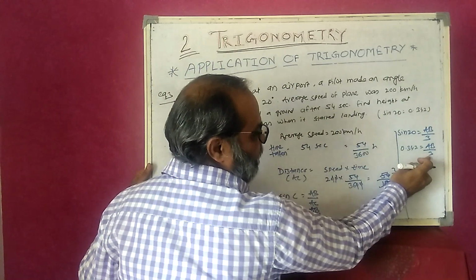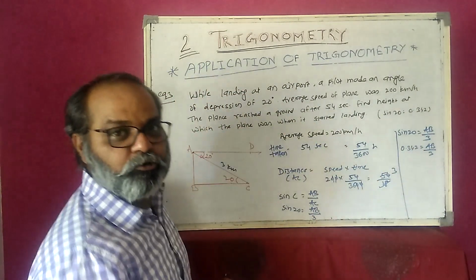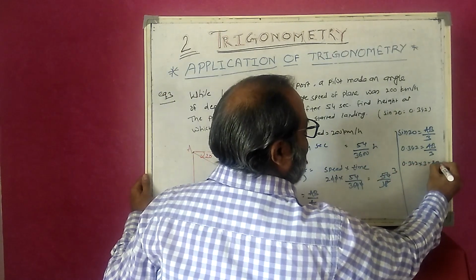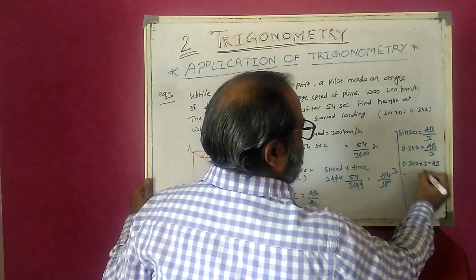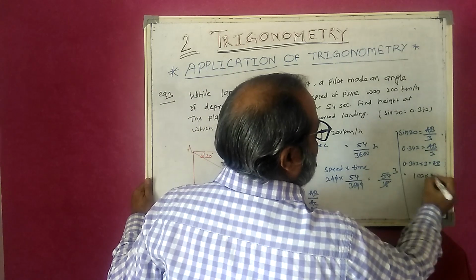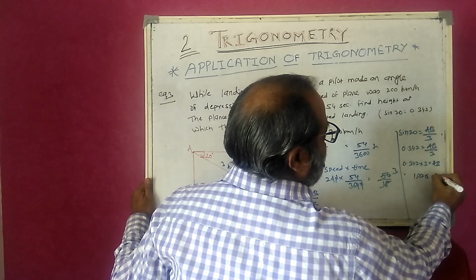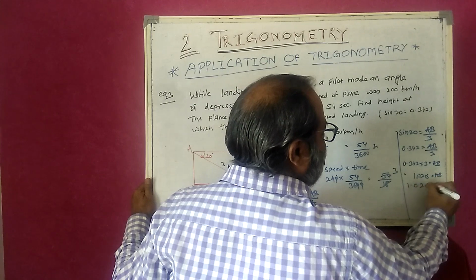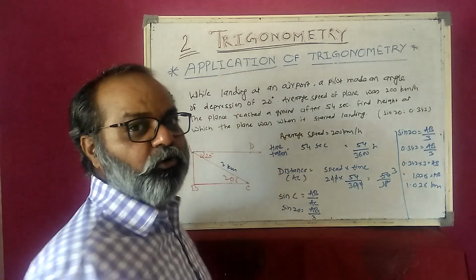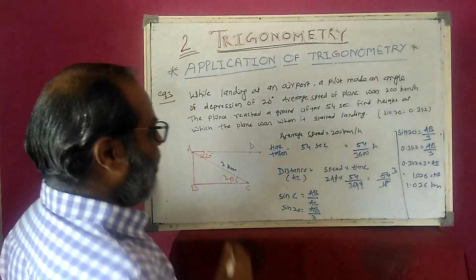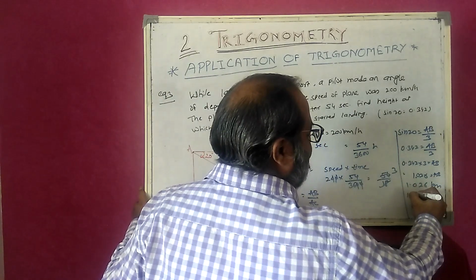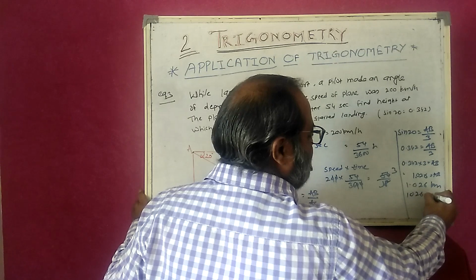So I multiply by 3. 3 is in division, and when I change the side, it goes to multiplication. So 0.342 into 3 is equal to AB. I multiply it. 3 2s are 6. 3 4s are 12, carry 1. 3 3s are 9, and 1 is 10, so we get 1.026 equal to AB. So 1.026 kilometer is the distance from which the plane is going to land. I convert into meters by multiplying by 1000, so 1026 meters.